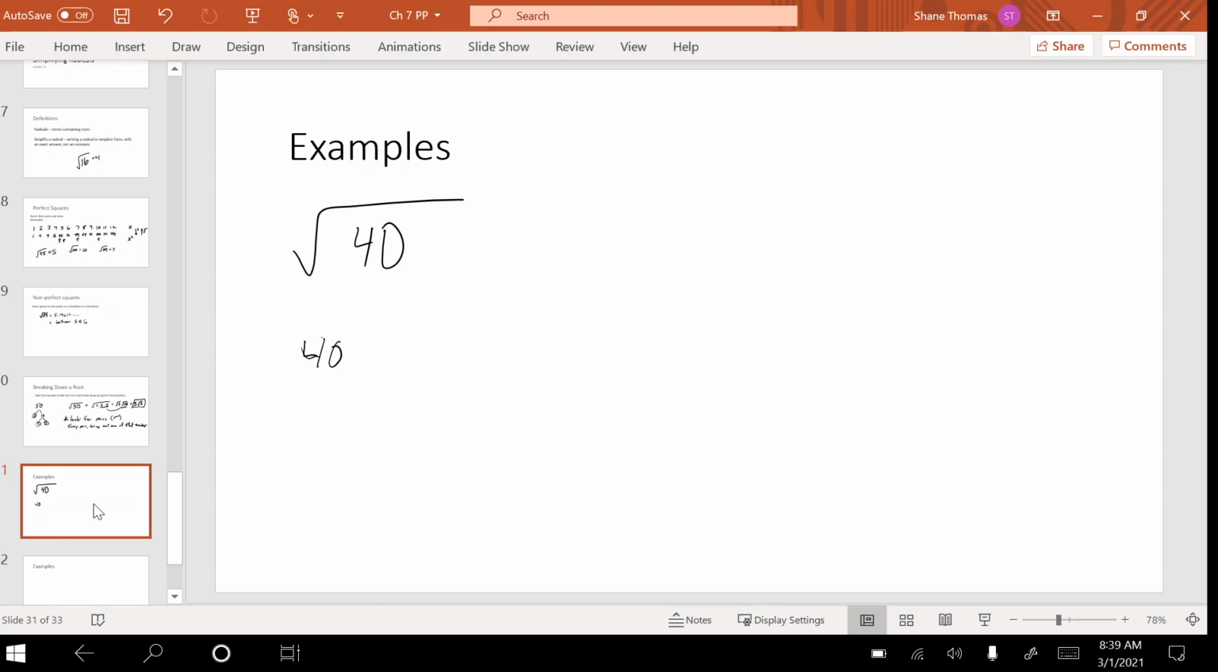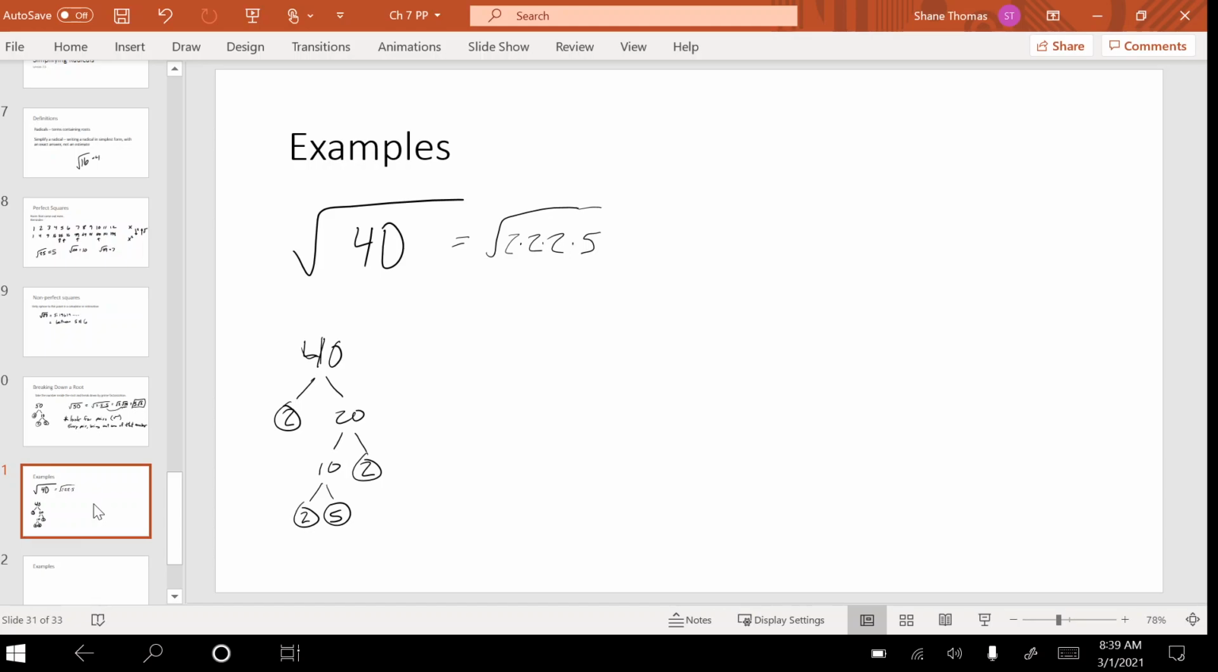So, 40. How can I break down a 40? 20 times 2. How about 20? 10 times 2. 10? 5 times 2. Okay, so there was the 2, 2, 2, 5, like I told you. Do we have any pairs in there? Yeah. We have one pair of 2s, right?